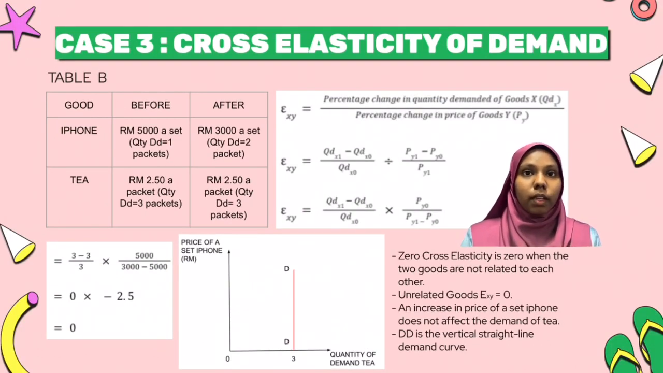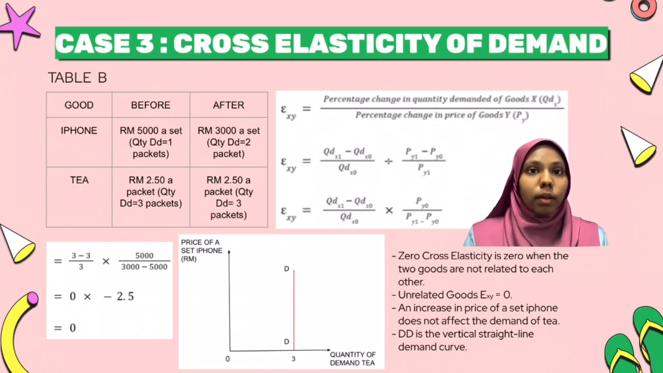Next, for table B, the price of iPhone before is RM 5,000 a set and quantity demanded before is 1, while the price of iPhone after is RM 3,000 a set and quantity demanded is 2. For tea, the price of tea before is RM 2.50 a packet and quantity demanded before is 3 packets, while the price of tea after is RM 2.50 a packet and quantity demanded after is 3.